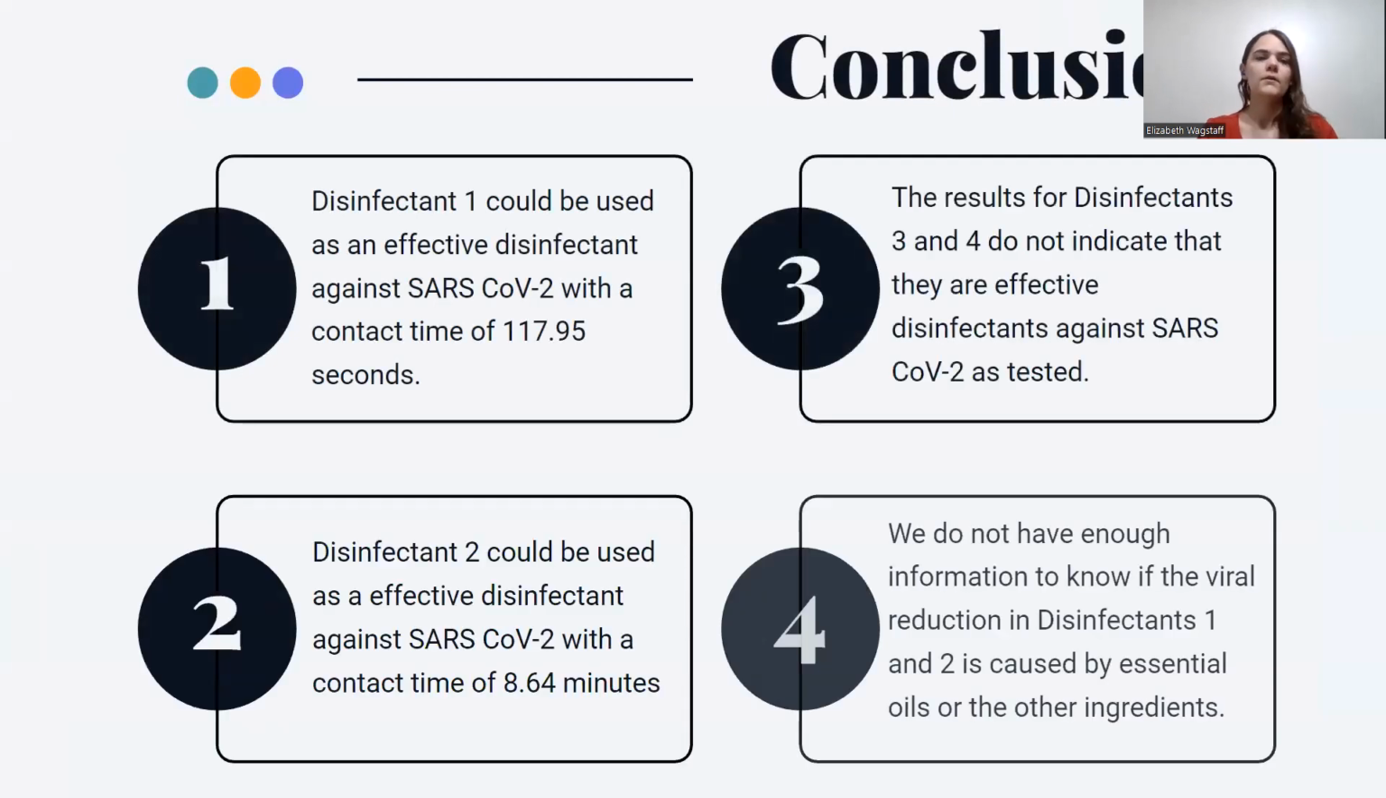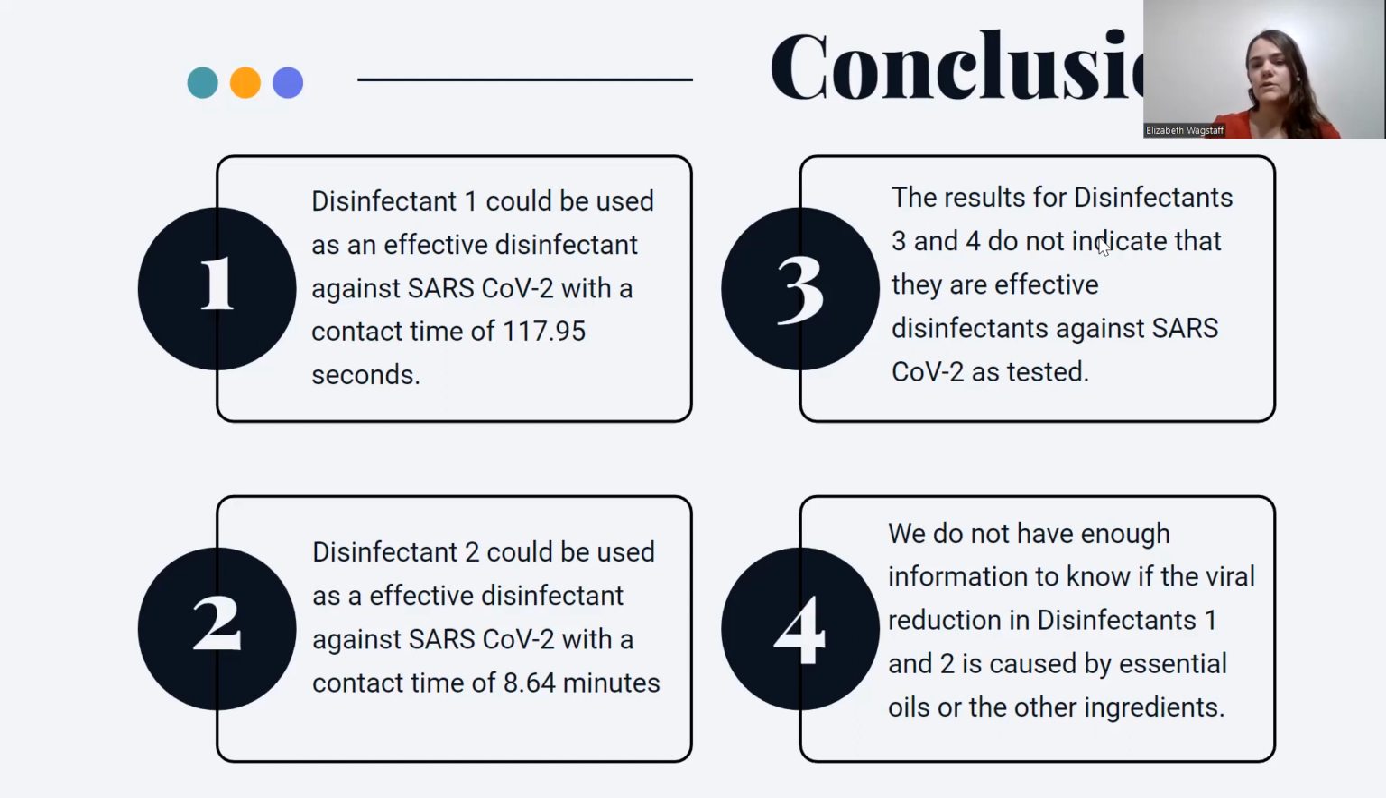Some of our conclusions. From this data, we can deduce and predict that disinfectant 1 could be produced and replicated to be an effective disinfectant against SARS CoV-2, as long as it has a contact time of 117.95 seconds. And disinfectant 2 could also be used as an effective disinfectant against SARS CoV-2, with a contact time of 8.64 minutes. And the results for disinfectants 3 and 4 do not indicate that they are effective against SARS CoV-2 as tested.